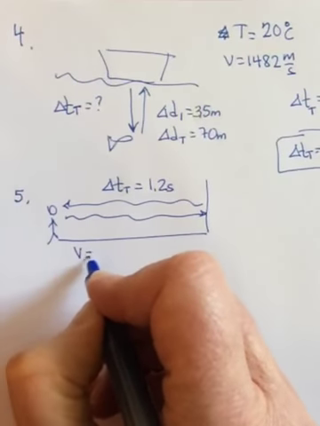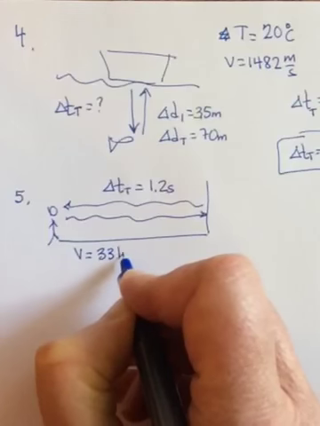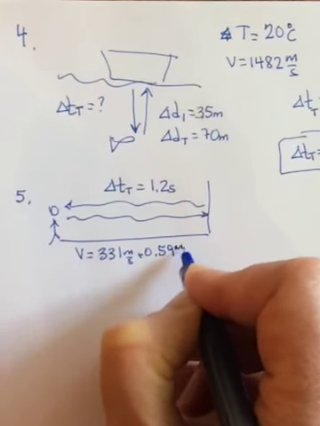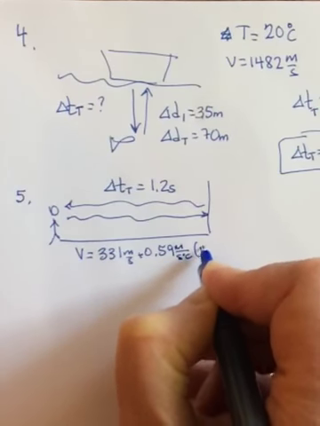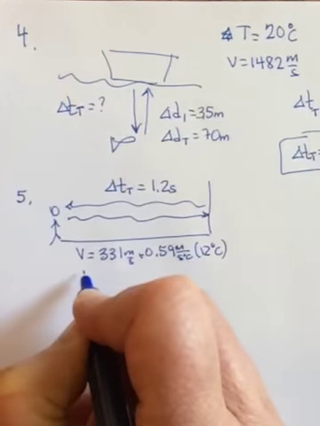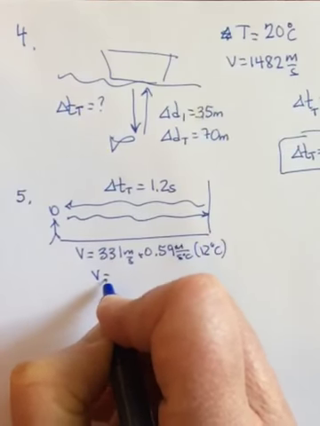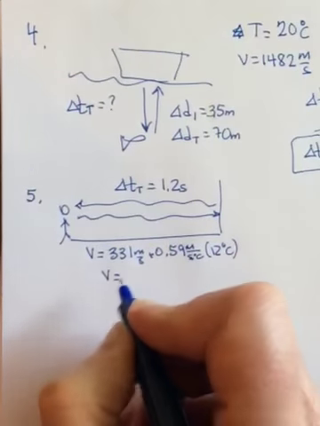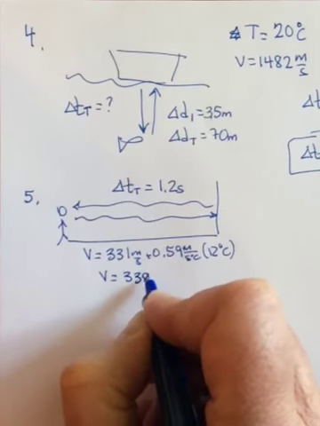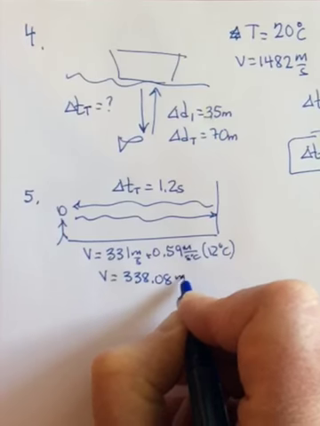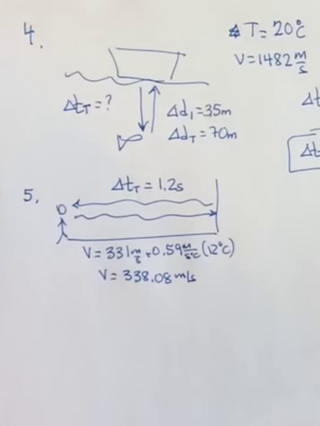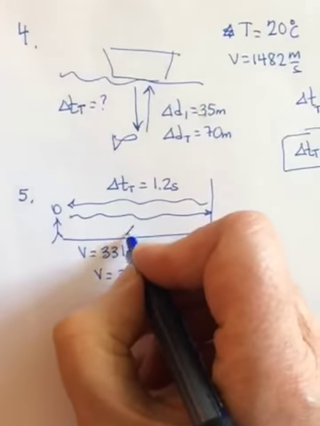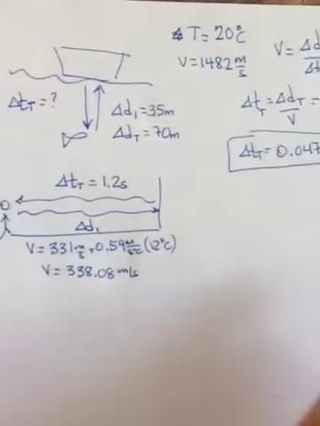So this time you really can use 331 meters per second plus 0.59 meters per second per degree Celsius times the 12 degrees, because you're in a gymnasium, not a swimming pool. Okay, so when you do this one, you get 338.08 meters per second. All right, if we keep reading, it says how far away is the far end. You're just looking for delta D one way.